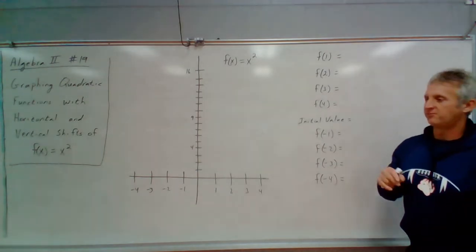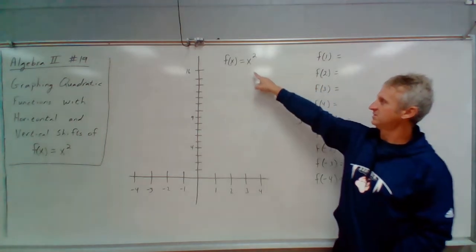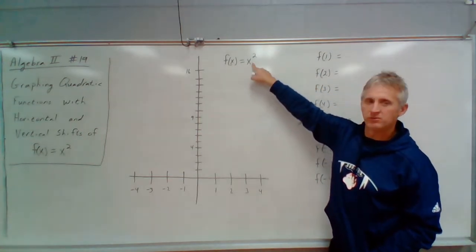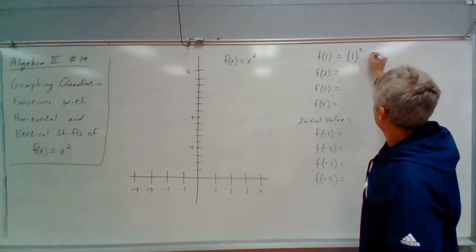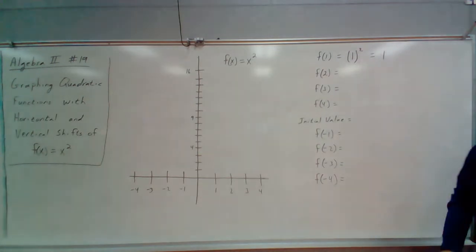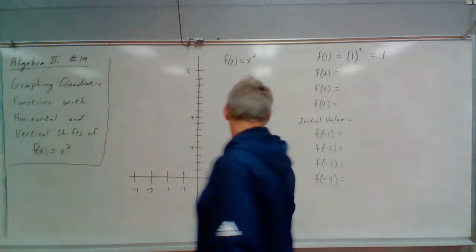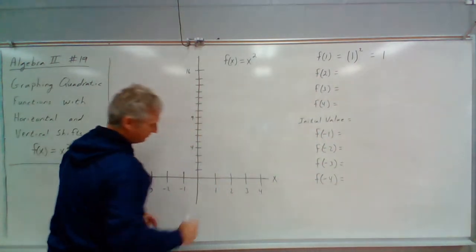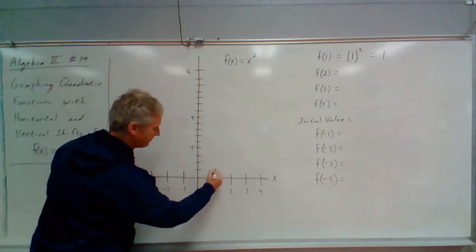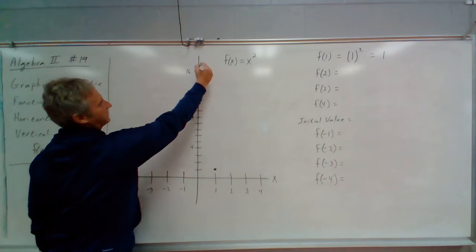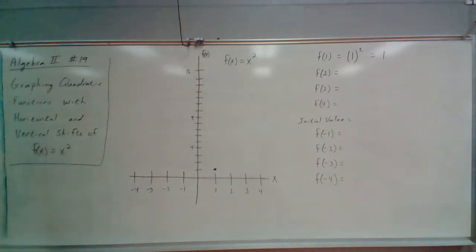So what is f of 1? Remember, if I say f of 1, that means plug 1 into the function. So f of 1 would equal 1 squared, and 1 squared, of course, is 1. So we plugged 1 in for x. Here's the x-axis. Plugged 1 in for x, the function spits out a 1, so we plot a 1 on the f of x axis.